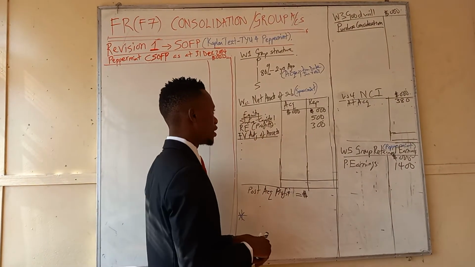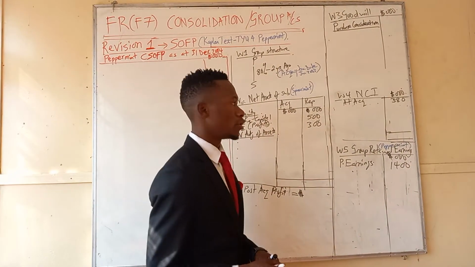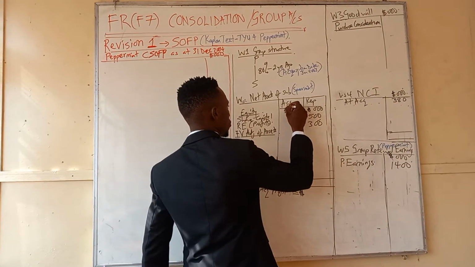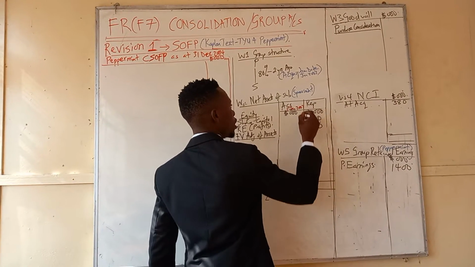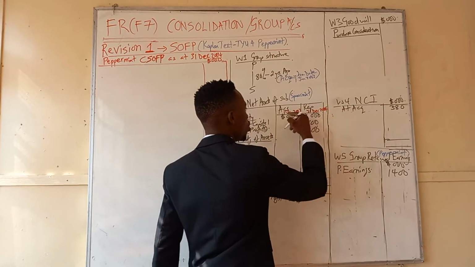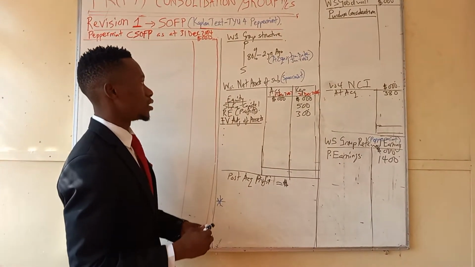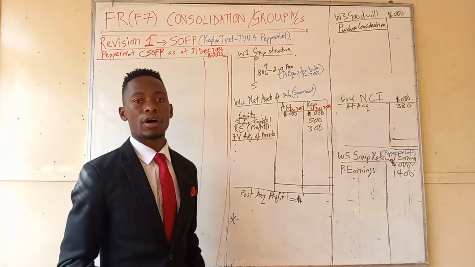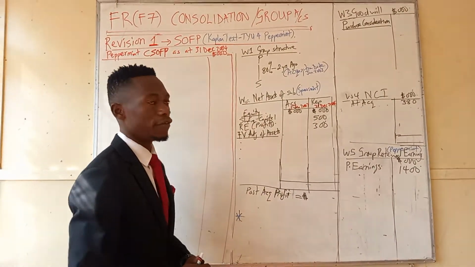So I need to write the dates. Dates are very important. Acquisition date, that's 1 January 2003. Reporting date, that's the 31st of December 2004. We have 2 years here, because they told us that we acquired 2 years ago. So dates are very important.